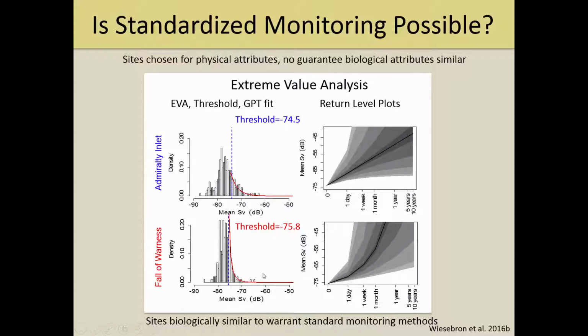And you can also see that the fits of the GPDs, the generalized Pareto distributions, do differ and also result in different return period curves, but that's also a function of the data density as you get out in those higher values. What I take away from this, though, is that these sites were biologically similar enough to warrant the potential for standard monitoring methods, and that was very, very encouraging. Because up until this point, remember, every site is negotiated back and forth between the agency and the proposer or the developer to figure out what to monitor, how to monitor, what tools to use, and this can take a period of over 2 years.